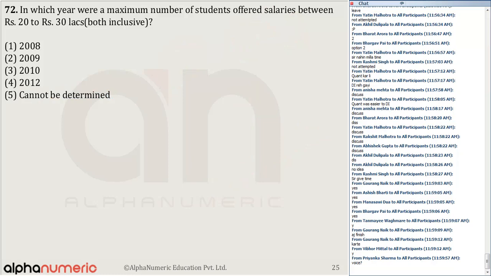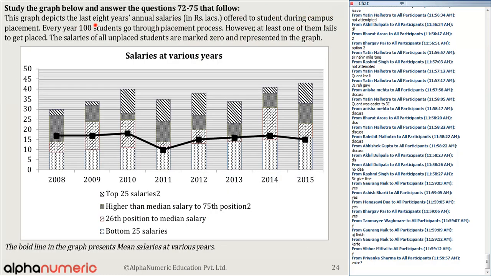It says study the graph below and answer the question 72 to 75 that follows here. This graph depicts the last 8 year annual salaries in lakhs, ठीक है, offered to students during campus placement. Every year 100 students go through placement process. All right. However, at least one of them fails to get placed. Total number of students who sit for the placement is 100. The salaries of all unplaced students are marked 0 and presented in the graph.